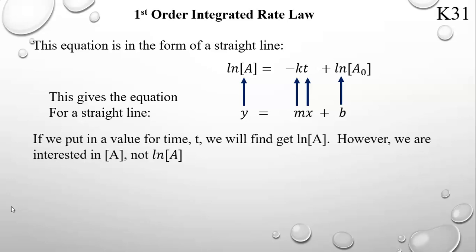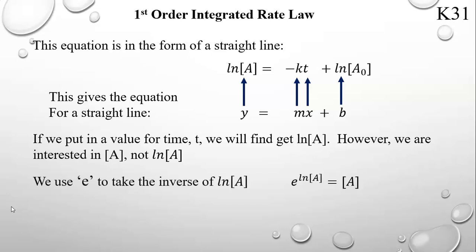If we put a value in for t, we will get ln A, the natural log of A. However, we're interested in the concentration A, not the natural log of the concentration of A. So how do we deal with that? How do we get that concentration of A, square brackets A, out of the ln? Well, you might remember we learned some principles of logarithms and exponents. And we use e, Euler's number, to take the inverse of ln A.